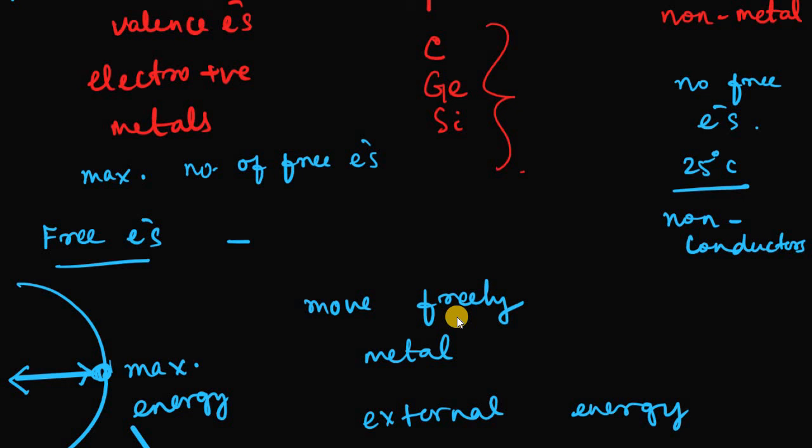But in the case of a semiconductor, it has very few free electrons, and it will not conduct at room temperature. But if we increase the temperature, the electrons become free because of the applied energy in the form of temperature, and they start to conduct.